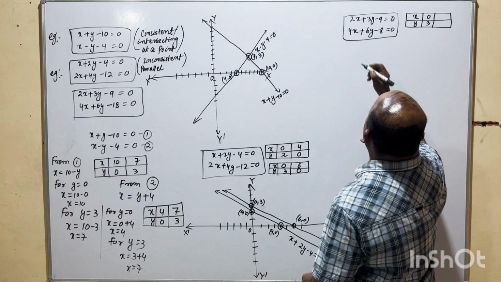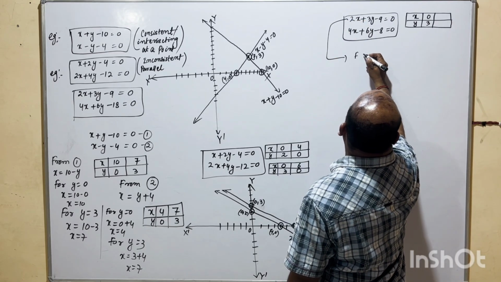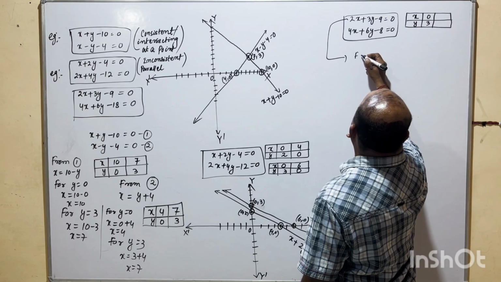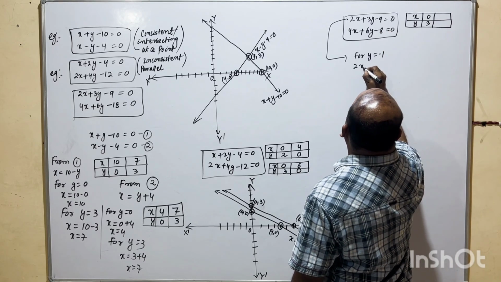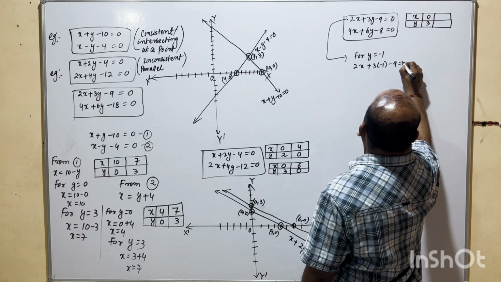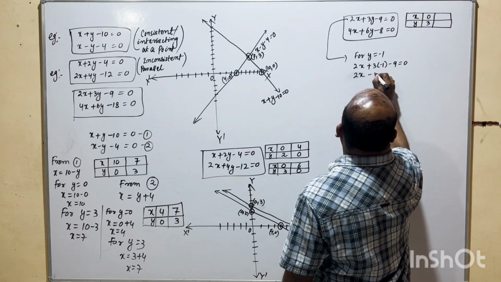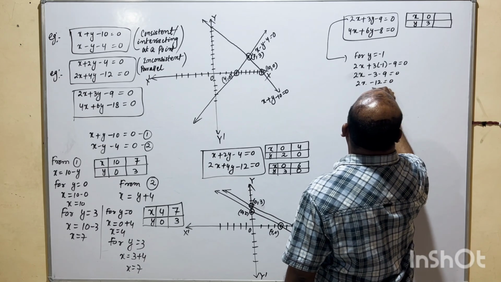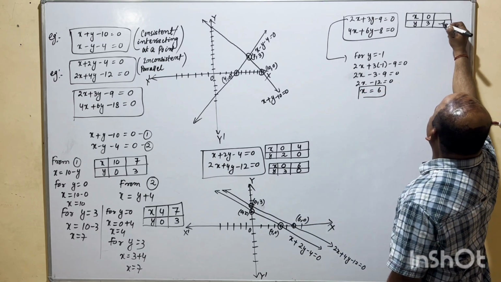We get the value of y from this. Suppose I put y equal to minus 1. Then 2x plus 3 into minus 1 minus 9 equal to 0. So 2x minus 3 minus 9 equal to 0, 2x minus 12 equal to 0, x is equal to 6. So for y minus 1, x is equal to 6.